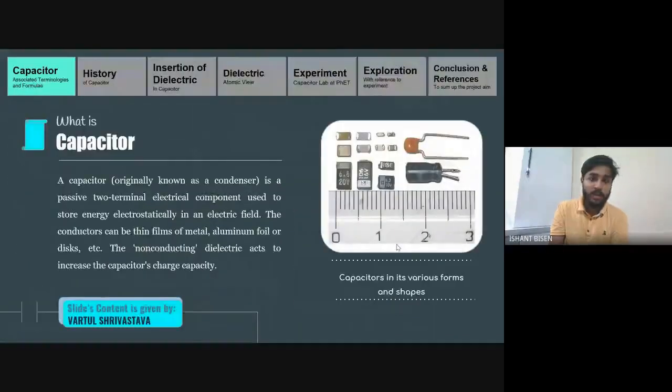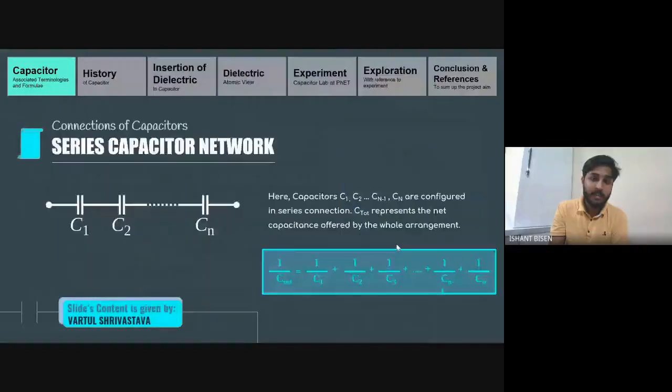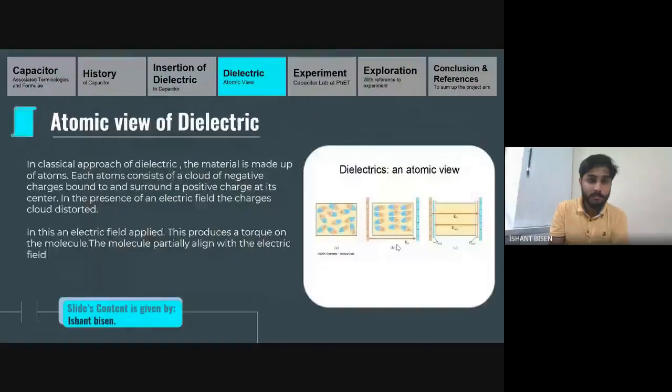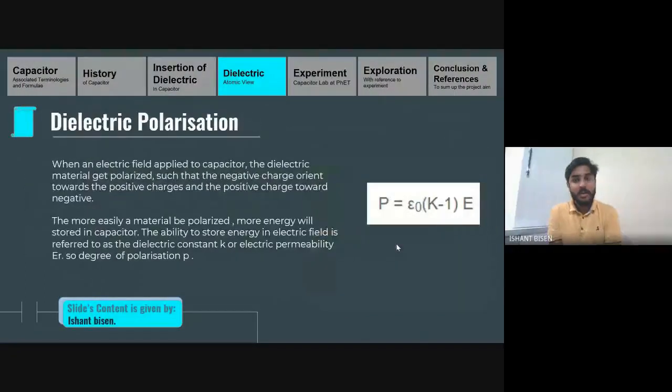Some slides are already described and explained by our team members. So here I am going to describe some of the slides that I took. First is dielectric polarization.